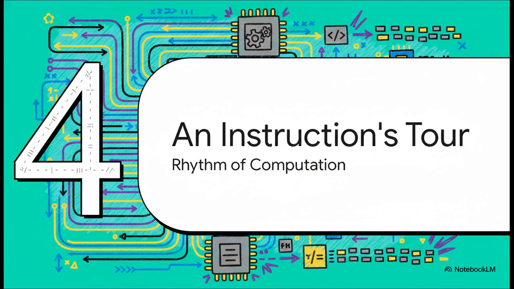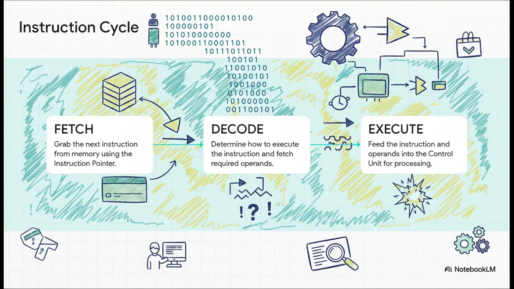So let's put it all together. We've got the language and we've got the workshop. So what happens when an instruction actually shows up for work? Let's follow one on its grand tour and see this fundamental rhythm of computation in action. It all comes down to the simple three-step dance, and it happens over and over and over again.